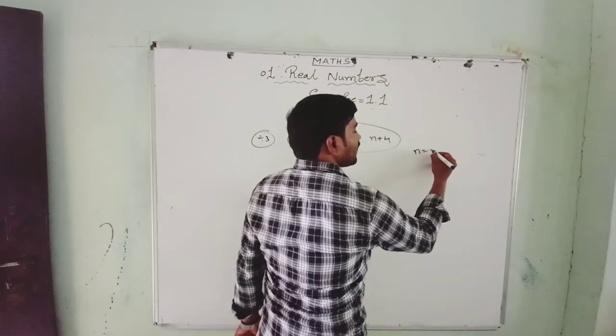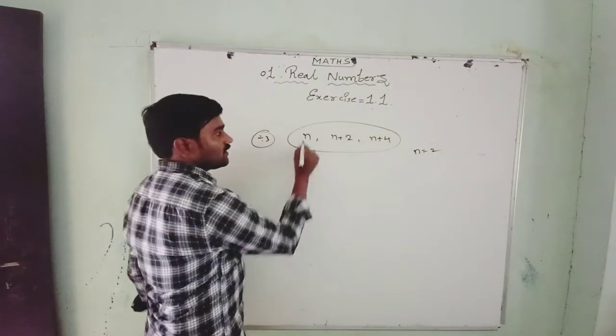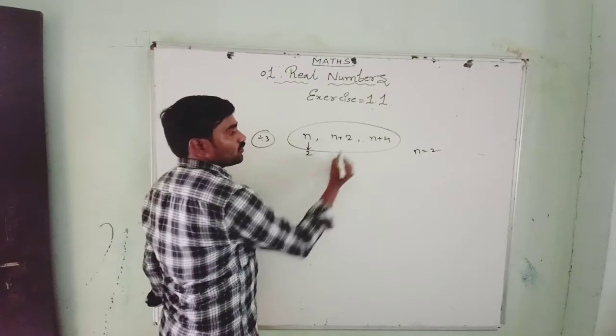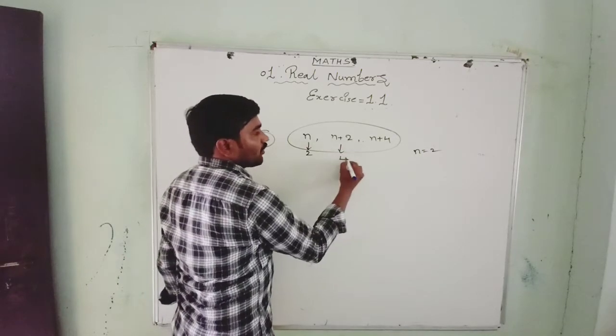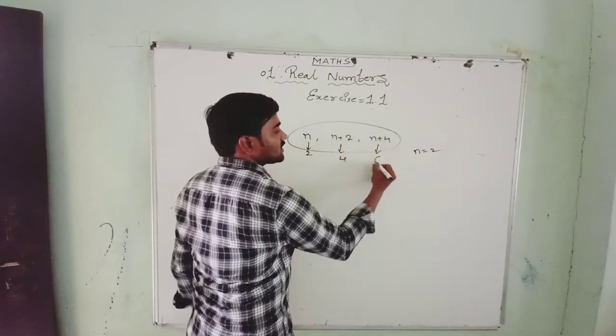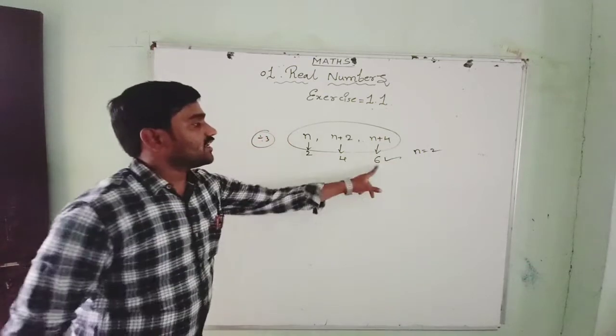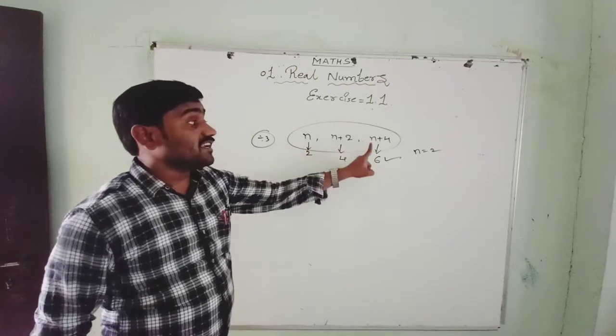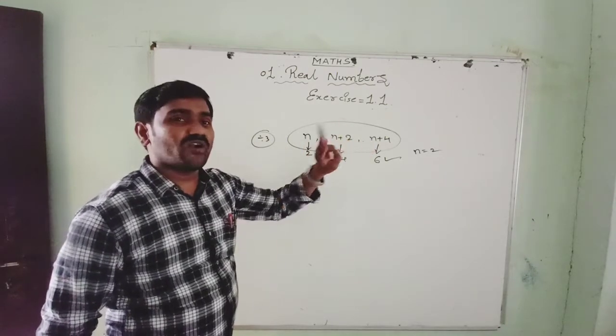Suppose we take n equal to 2. So n is 2, and this will be 2 plus 2, 4, and this will be 2 plus 4, 6. Only this, 6, is divisible by 3, and the other 2 are not divisible by 3. Only one is divisible by 3 and the remaining 2 are not divisible.